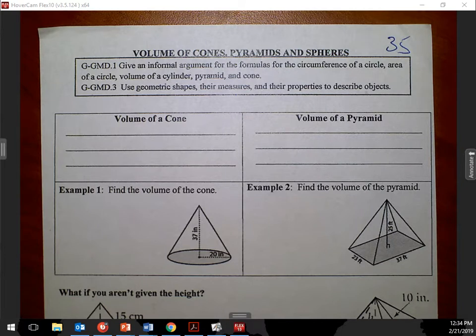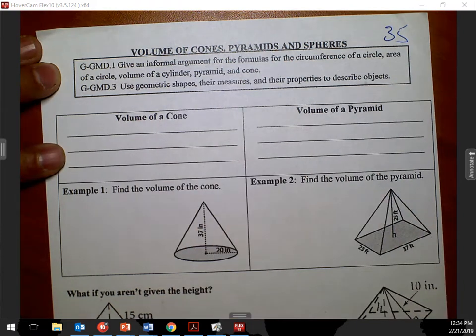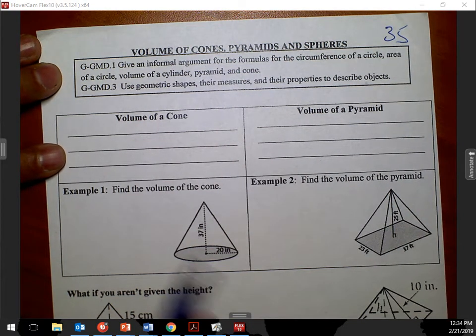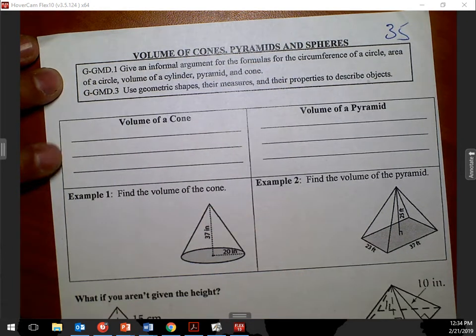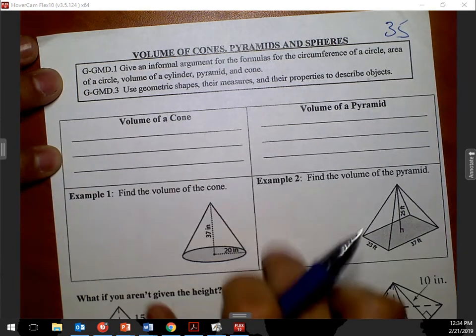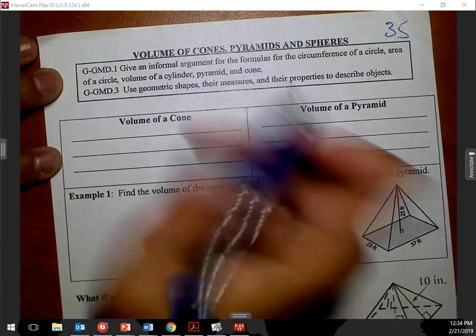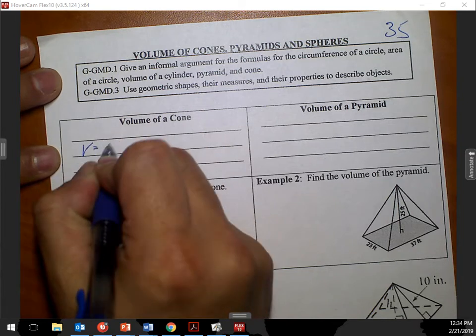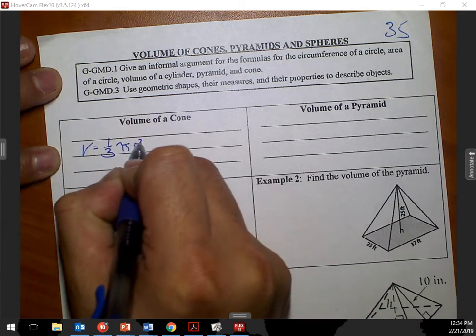Okay, so let's go through and actually do this. Find the volume of cones, pyramids, and spheres. So for this one right here, volume of the cone, my formula is basically going to be a cylinder, but it's going to be 1/3 of a cylinder. So volume is equal to 1/3 pi r squared h.